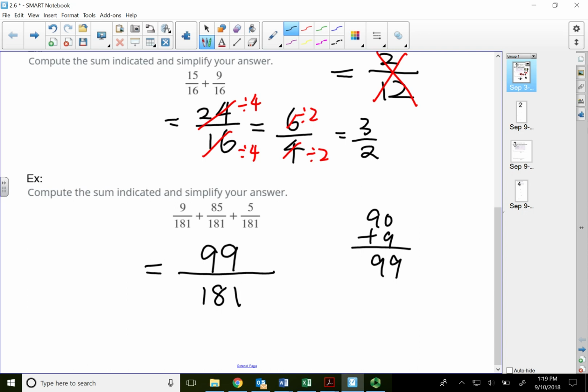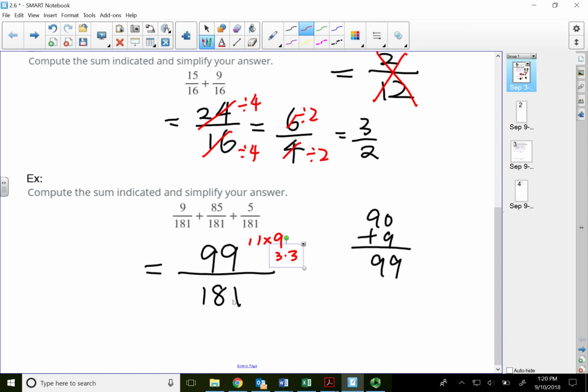All right, let's see if I can reduce this. I know 99, these are big numbers, so I'm thinking about prime factorization. I know 99 is 11 times 9. I know 9 is also 3 times 3. So this is using prime factorization. Divisibility by 3 tells me 1 plus 8 plus 1 is 10, so I know 3 cannot go into it.